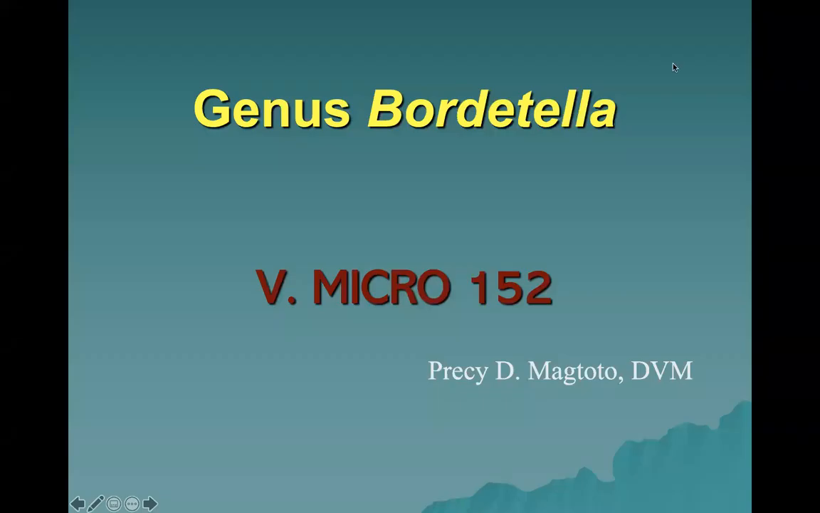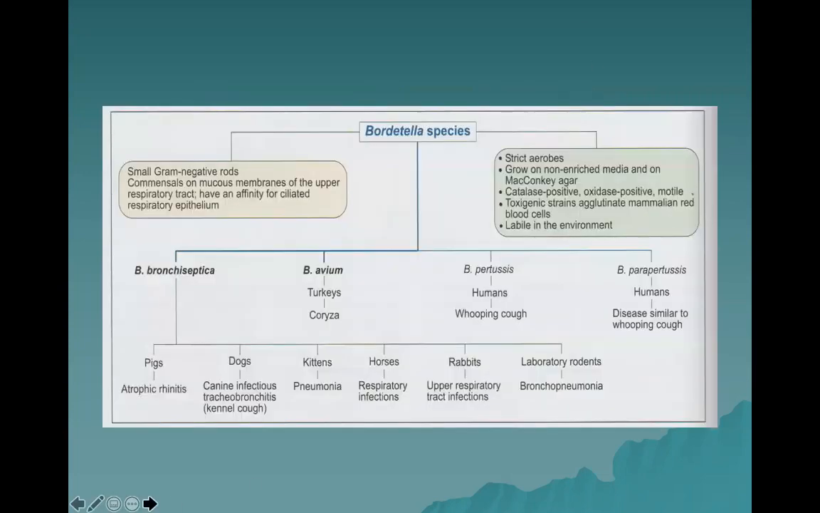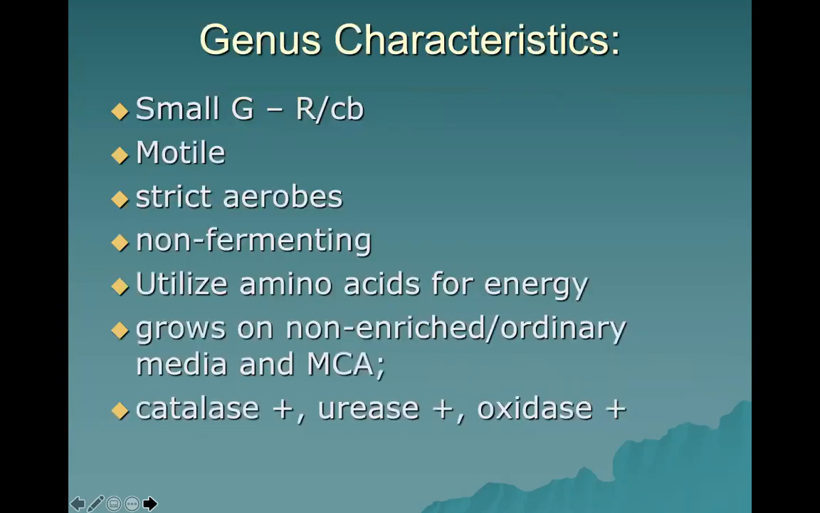Good day, everyone. For today, we will discuss genus Bordetella. This is a figure showing the summary of the characteristics of the Bordetella genus and the different species under this genus, which are Bordetella bronchoseptica, avium, pertussis, and parapertussis, which we will discuss later in the subsequent slides.